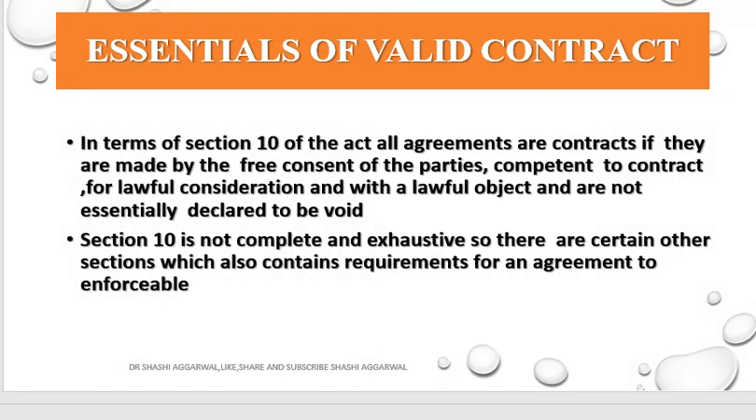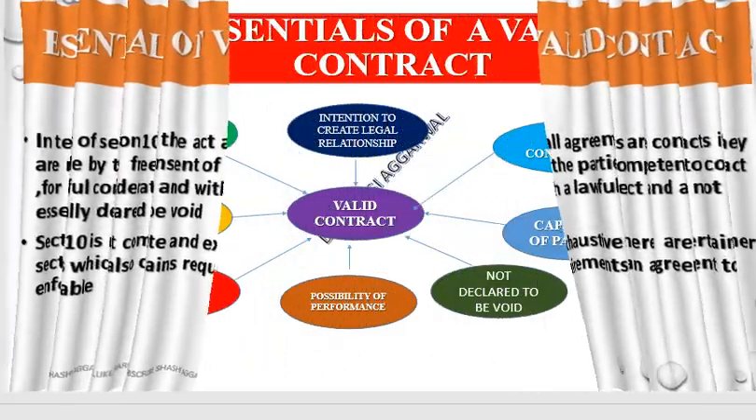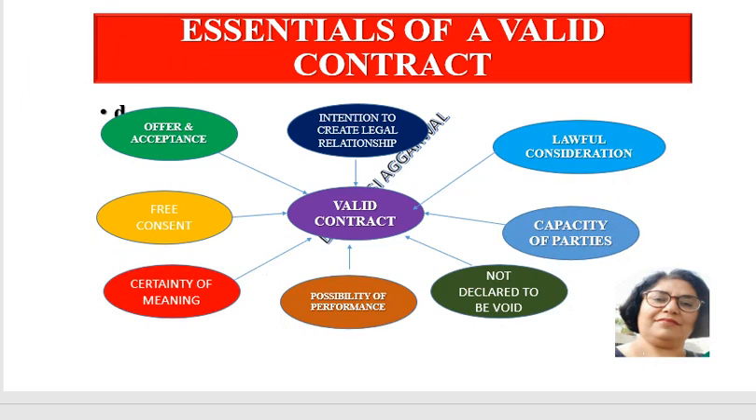In terms of section 10 of the Act, all agreements are contracts if they are made by the free consent of the parties. The parties are competent to enter into contract, with lawful consideration, lawful object, the meaning of which is certain, and there is a possibility to perform. So these are the essentials of a valid contract: offer and acceptance, free consent, lawful consideration, capacity of the parties, not declared to be void, possibility of performance, certainty of meaning, which we are going to understand one by one.